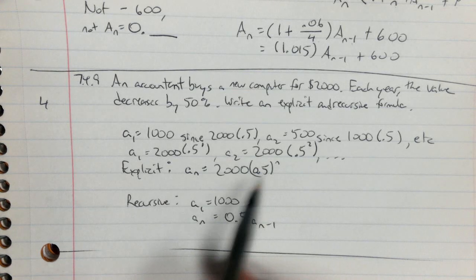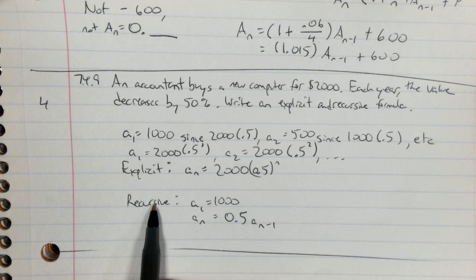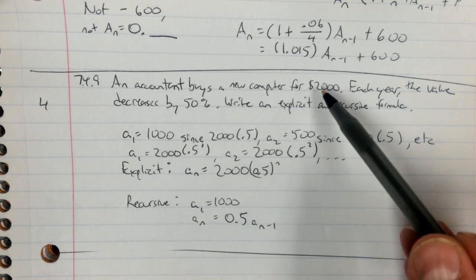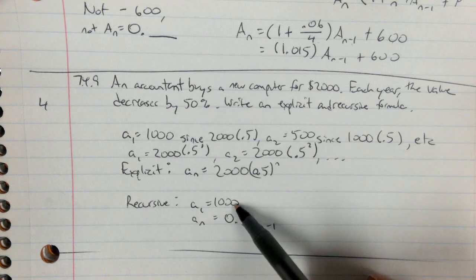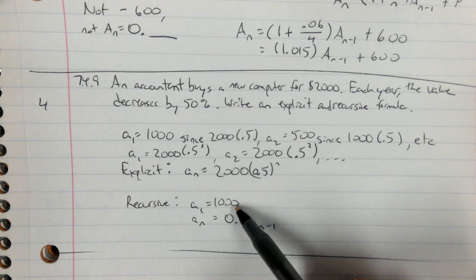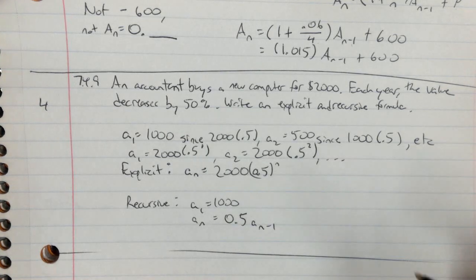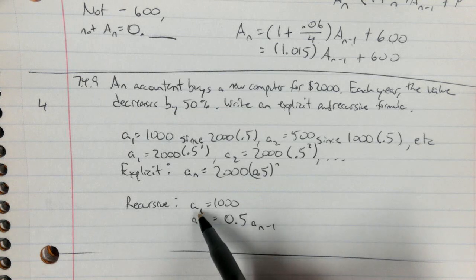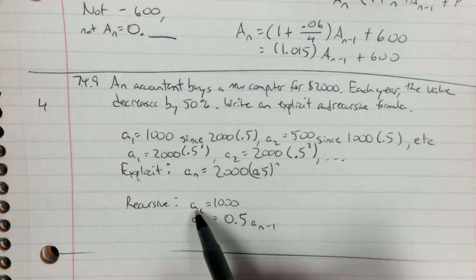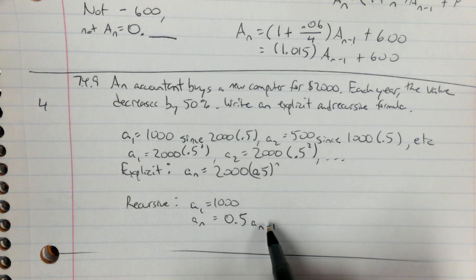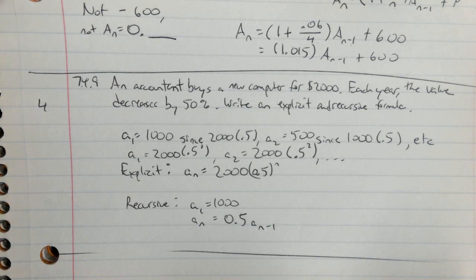Okay, and then for the recursive formula, you don't start with the 2000, you put the 1000 because this is the first term, which we said earlier was 1000. So the recursive formula has a_1 is 1000, and then a_n equals half of the previous term. So just like that.